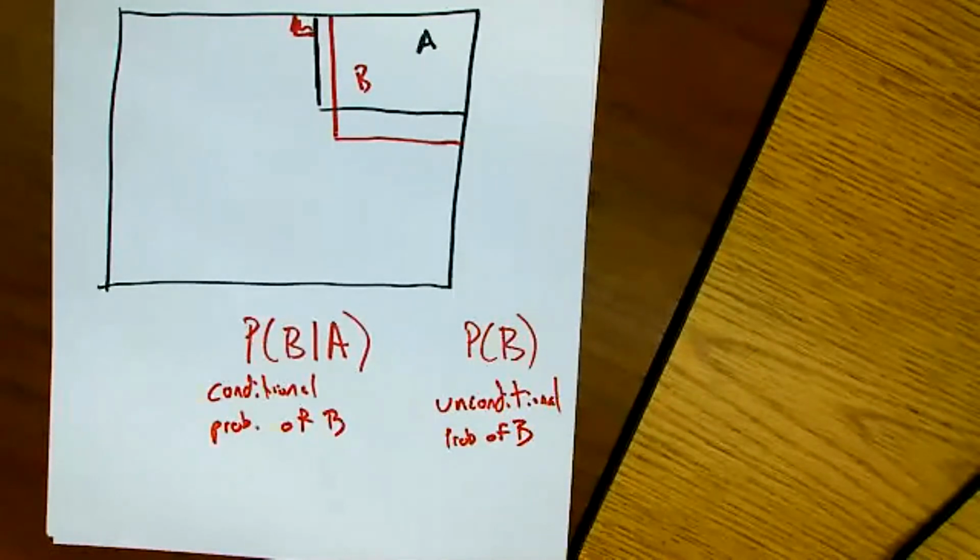Any questions on that? Just kind of giving you some examples and then giving you a visual of why we see these conditional probabilities could be different than the unconditional probability.